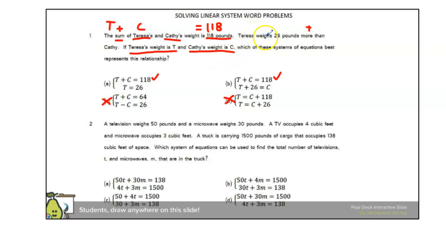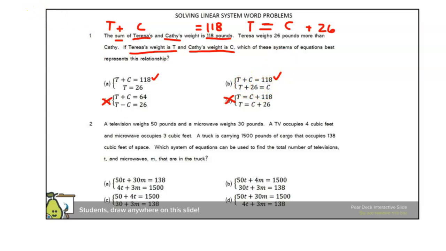It now says Teresa weighs 26 pounds more than Kathy. So Teresa weighs, or is, 26 pounds more than, so 26 at the end here, 26 pounds more than Kathy, right? So Teresa's weight is 26 more than Kathy. So we need to find one that says T equals C plus 26. Let's find that one here. Oh, looks like this one has a typo. So T is equal to C plus 26. That's what this one should say.